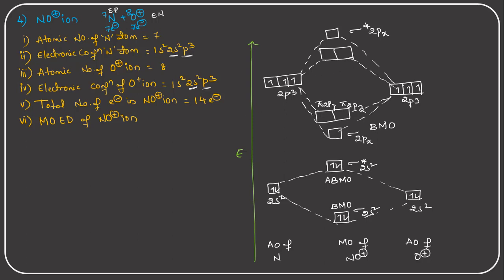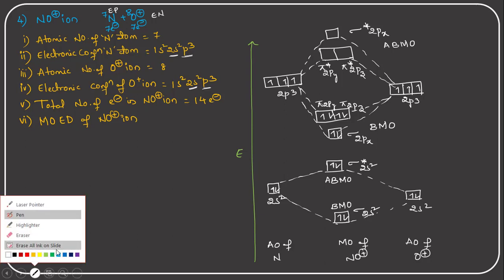Just connect with the dotted lines, and this is pi star because they are the anti-bonding molecular orbitals. So pi star 2py and pi star 2pz. So total number of electrons, how many electrons are there? 6 electrons are there, and simply fill the electrons in such a way that each orbital has 2 electrons each. So this is the molecular orbital energy level diagram of nitrosonium ion.